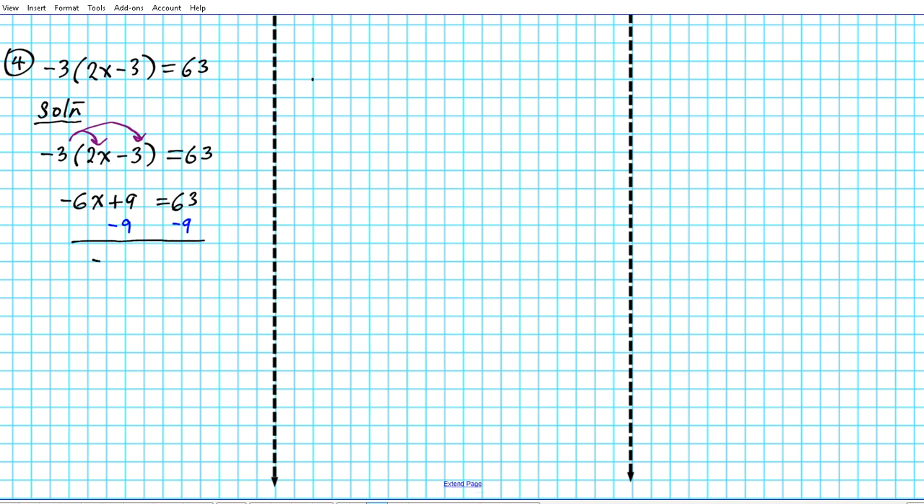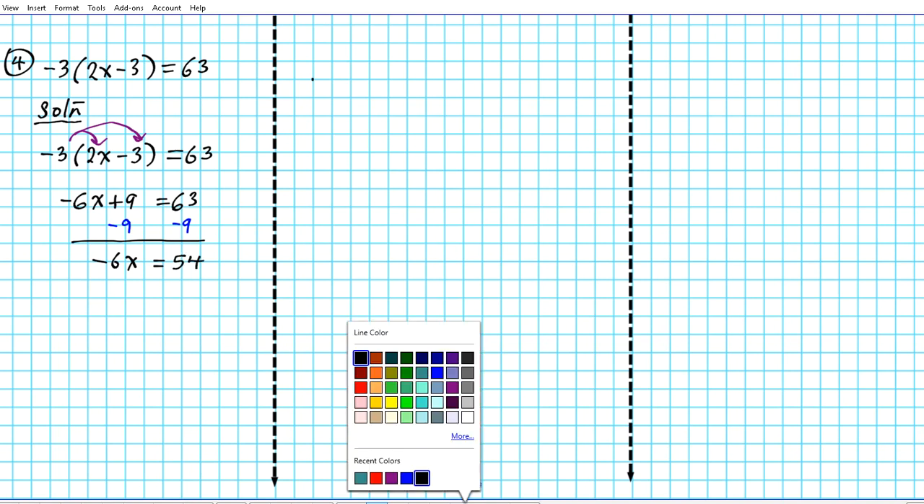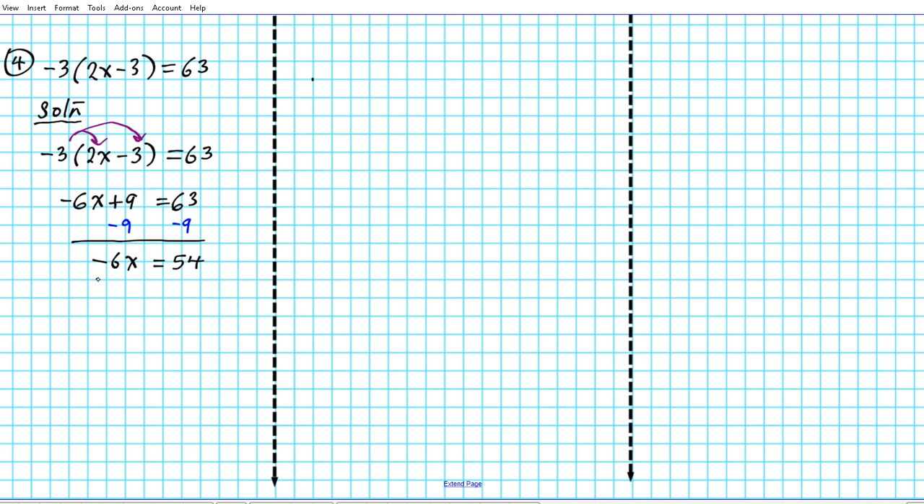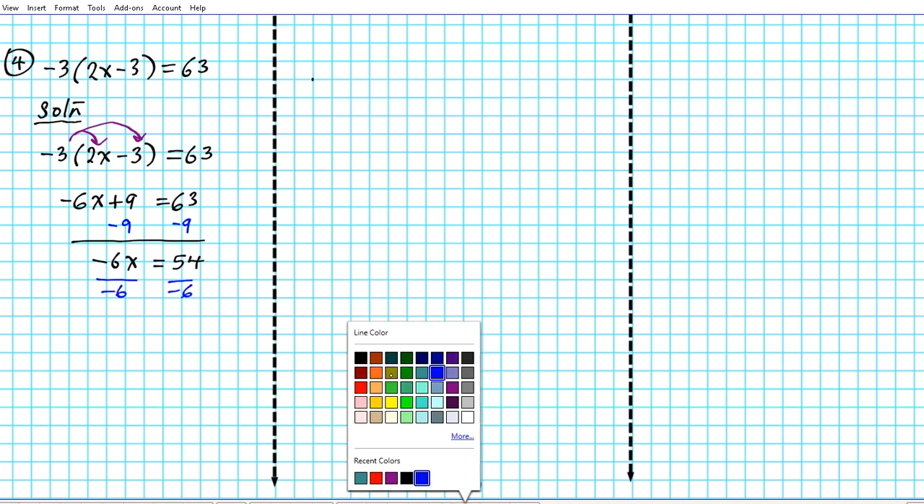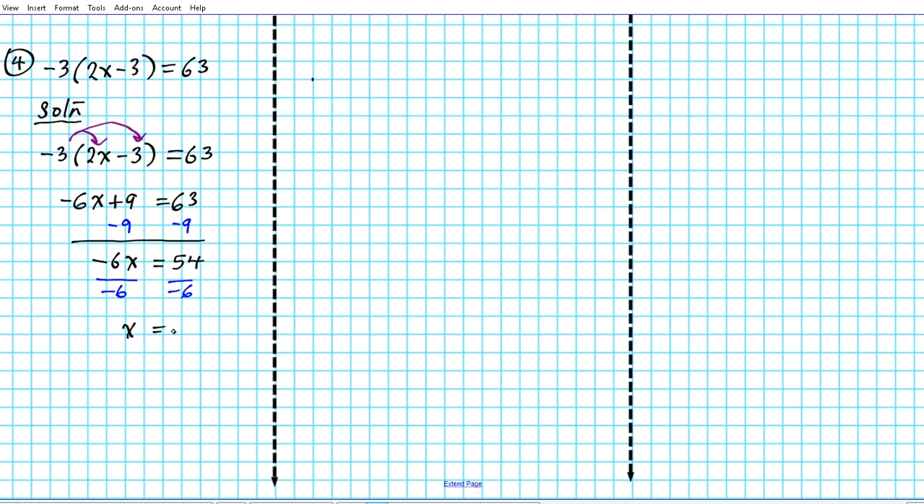And that gives us negative 6x equals positive 54. And then divide both sides by negative 6. And your final answer will be x equals negative 9.